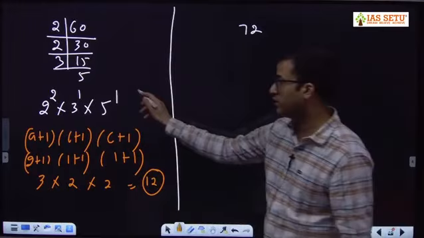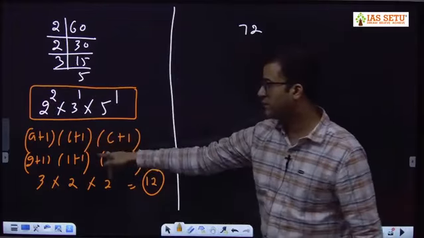You have to convert in prime form. Add 1 to each power and multiply.